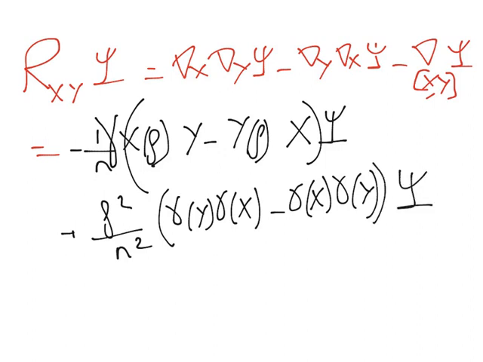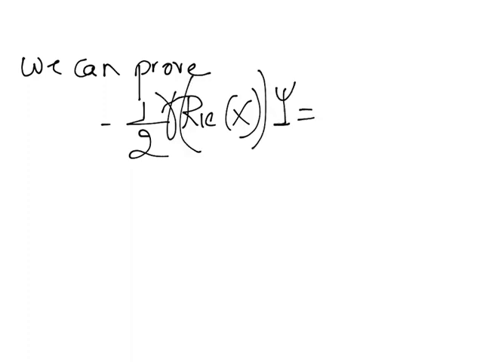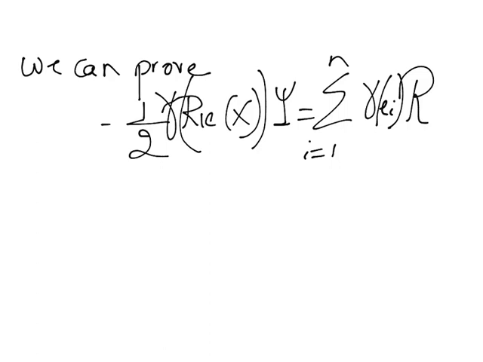Of course, here I calculated the spinorial curvature, and using the local expression of the spinorial curvature, one can easily prove the following Ricci identity: minus half Ricci x Clifford multiplication with psi is sigma i from 1 to n gamma ei, the spinorial curvature R x ei of psi.